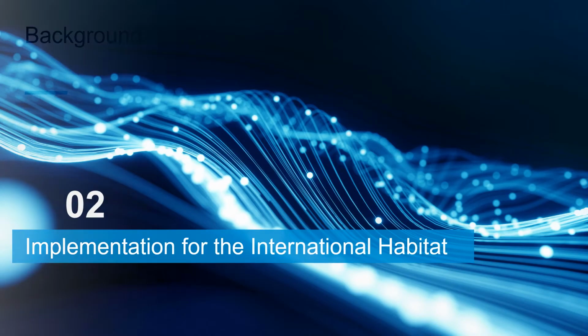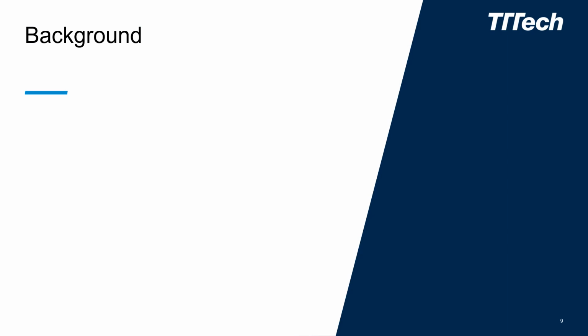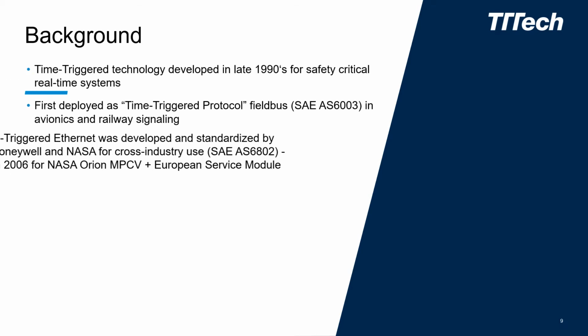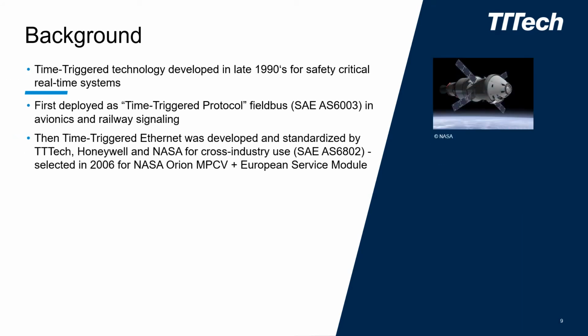Now, let's look at the international habitat and step back in history. Time trigger technology was developed in the late 1990s for safety critical real-time systems. First deployed as time triggered protocol and then developed further as time triggered Ethernet, which was standardized by TTTech, Honeywell and NASA for cross-industry use and selected for the NASA Orion MPCV and its European service module.